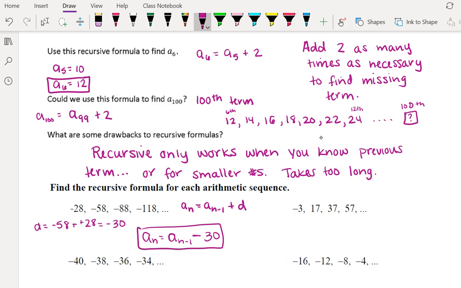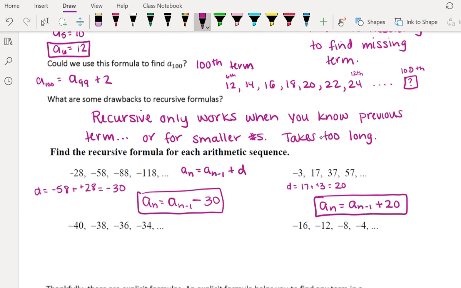Okay, in this one, the common difference is 17 minus a negative 3. It's a positive 20, so a sub n is equal to a sub n minus 1 plus 20, because this time I'm increasing my values in my sequence by 20.